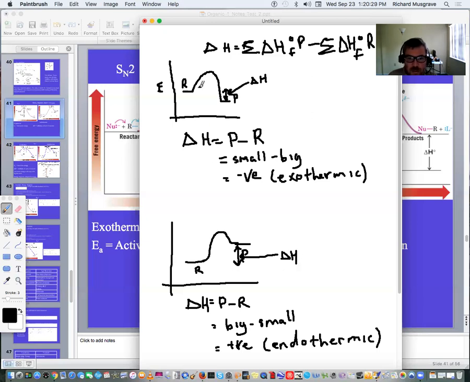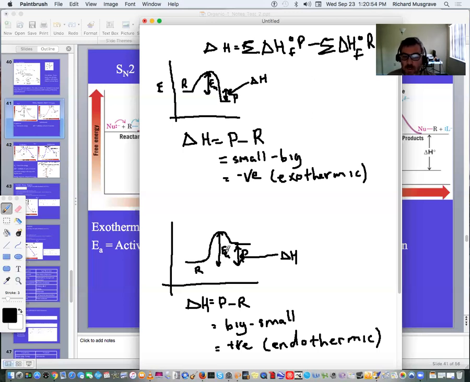Now they both have an activation energy as well, but that's always from the reactants to the top of the peak. And this one also has an EA, right here. So it's okay if the EA and the delta H overlap? Absolutely, because they're showing two completely different things occurring.